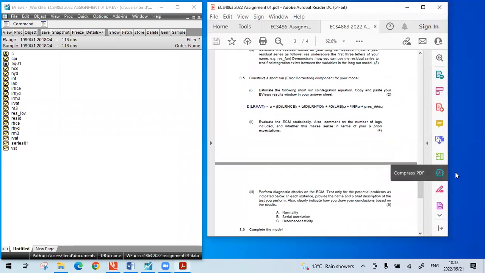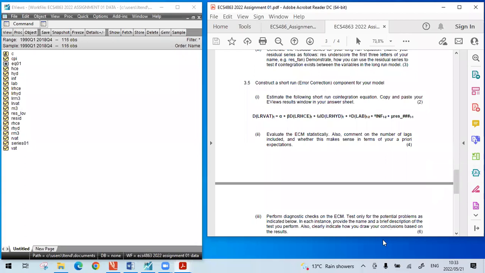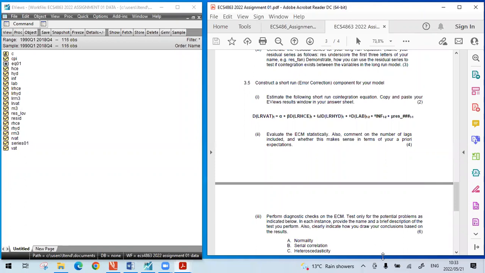It's better like this. I hope it's visible. Is it visible? Okay, this is the eViews window. This is the question. The question is saying, estimate the following short run co-integration. Oh no, yes, it's short run. Yes, copy and paste your eViews here.